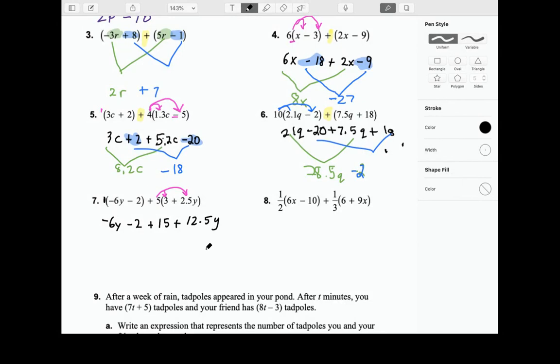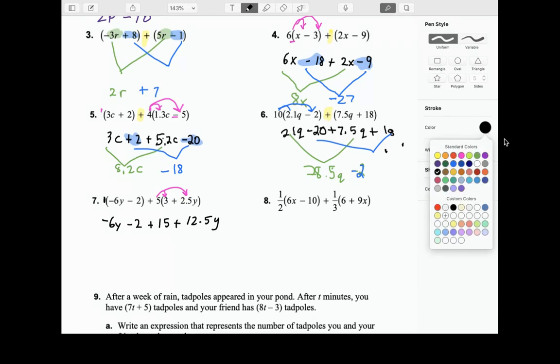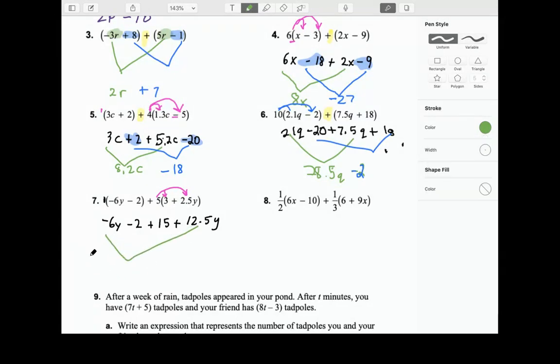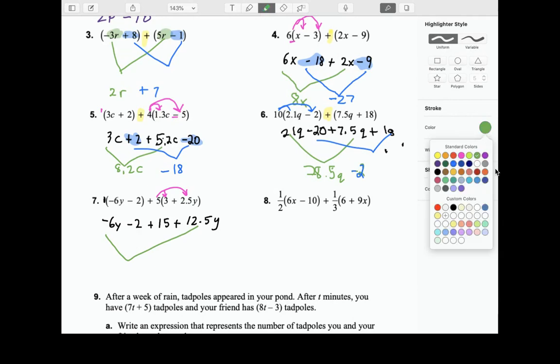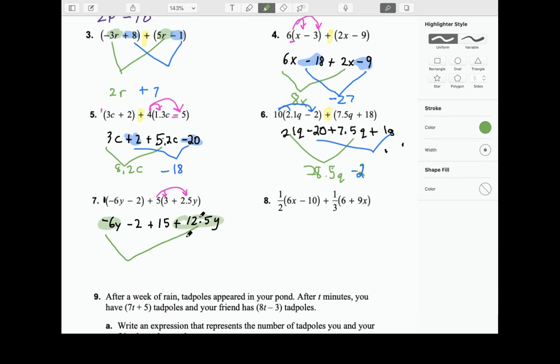Okay, I'm just multiplying those, 5 times 3, 5 times 2.5. Then once again, I'm adding those like terms. Oh look, I've got the y's. I have to be super careful because I do have signs here. So I have negative 6y and a positive 12.5.